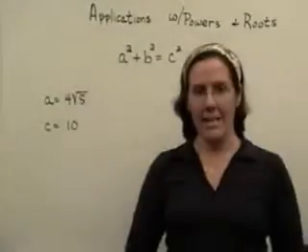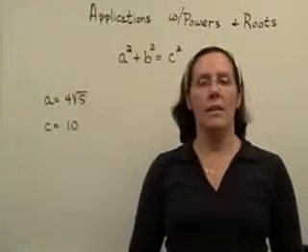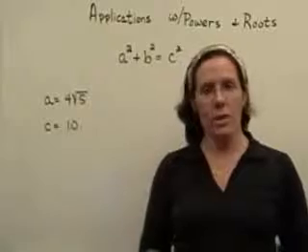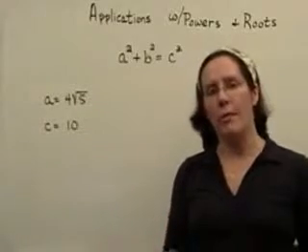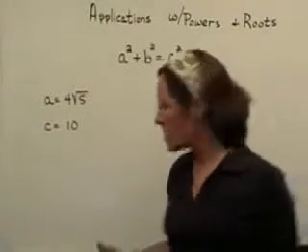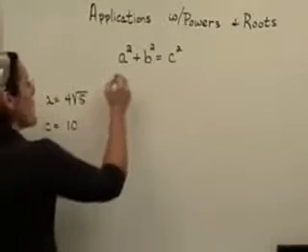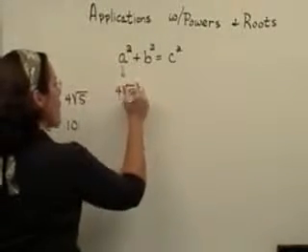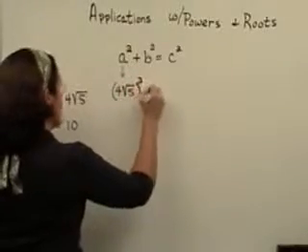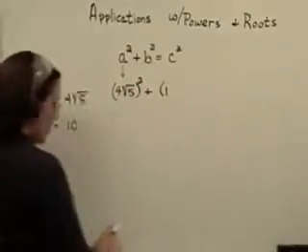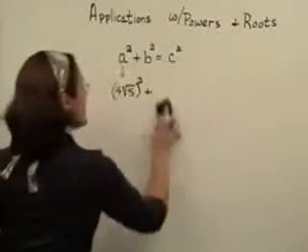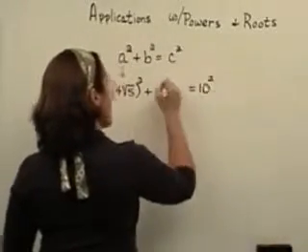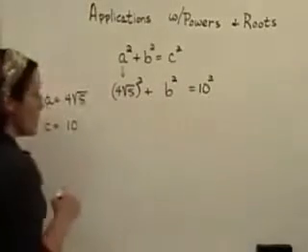If you're given a leg and the hypotenuse and asked to find the other leg, just be careful, especially in this case. I gave you a radical for one of the legs, a value for that leg that has a radical expression, so be careful when you square that. I want to substitute in for A here 4 times the square root of 5, and I want to square that. And I'll substitute in for C a value of 10, and I want to square that. I'm going to solve for B ultimately here.